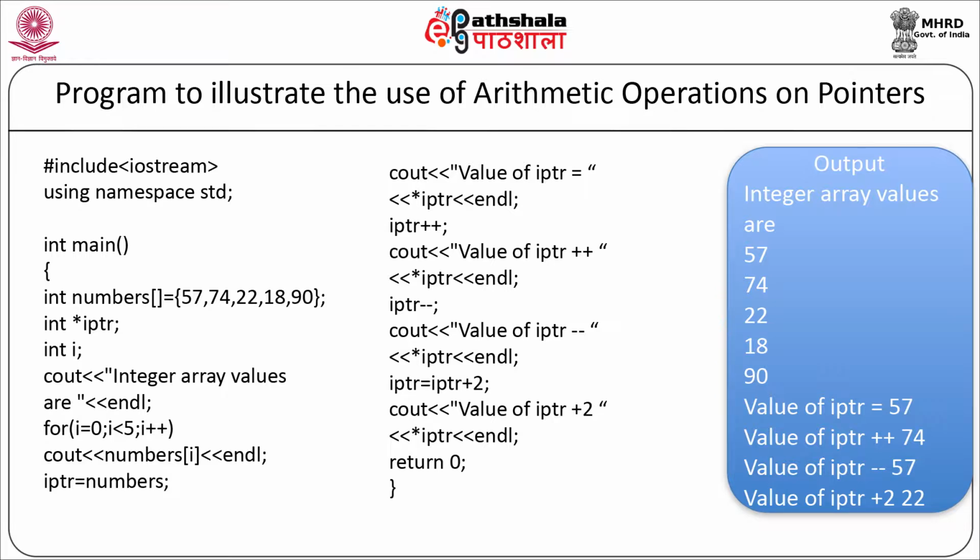Then we decremented the value by 1. So the index value 1 the pointer was pointing to, now it will point to index value 0. So the value of iptr-- will be numbers[0], that is the value 57. Now we have incremented it by 2, iptr = iptr + 2. So it will point to the second value of the array. Currently our pointer is pointing to index 0. Now it will point to index 2, and the value at index 2 of the numbers array is 22. So it will display the value of iptr + 2 as 22.